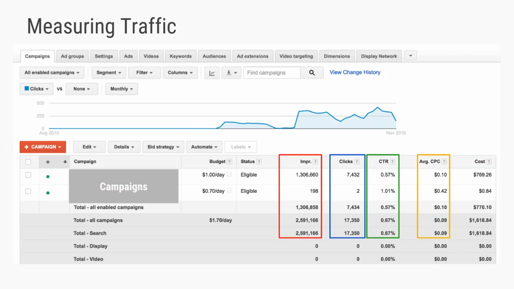The data in the green box is CTR, which is click-through rate. It's a ratio of the clicks to impressions. For example, if your ad showed up 100 times and users clicked on it 20 times, it'll be 20 by 100. Click-through rate is an important metric because it will tell you how useful your consumers are finding your ads, how relevant they find your ads.